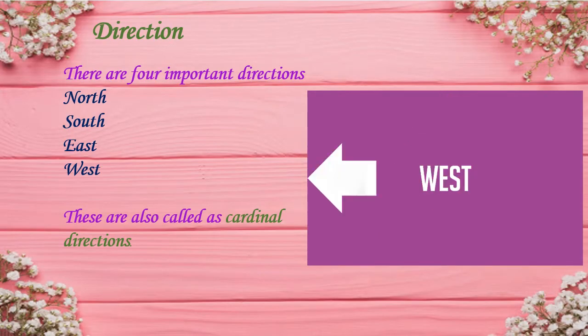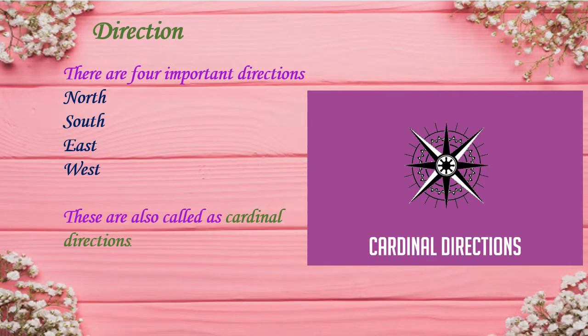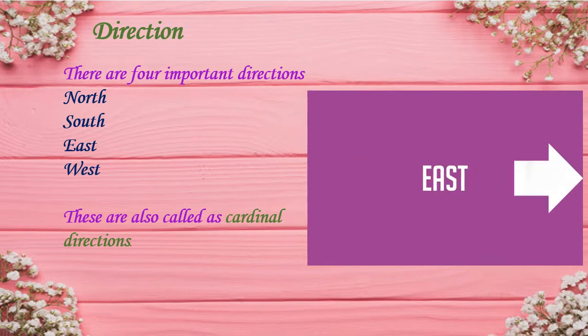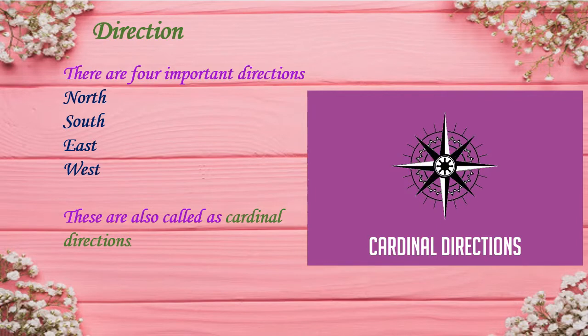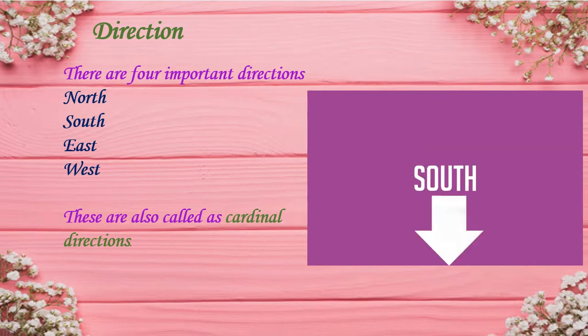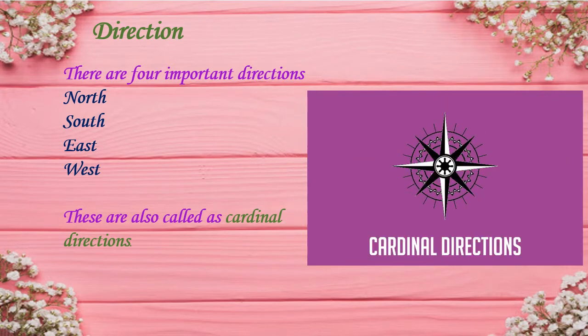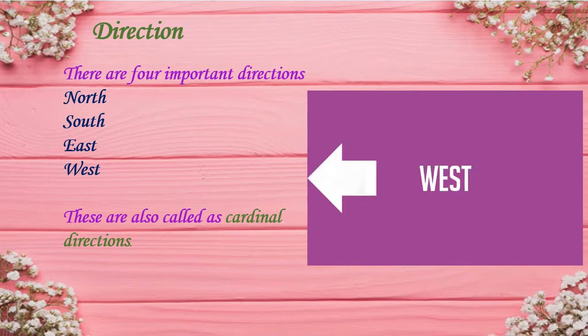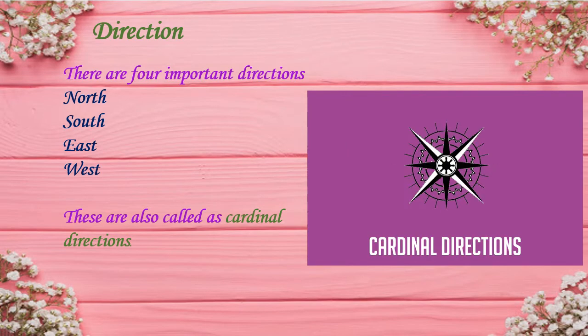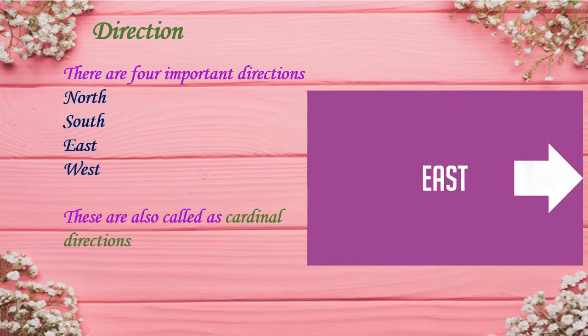So let's first learn about the direction. There are four important directions that will be mentioned on the map. These directions are north, south, east, and west. So these four directions are also called the cardinal directions. The four cardinal directions are north, south, east, and west.